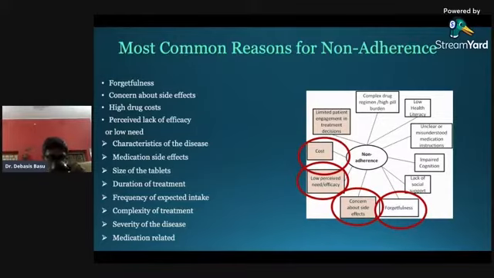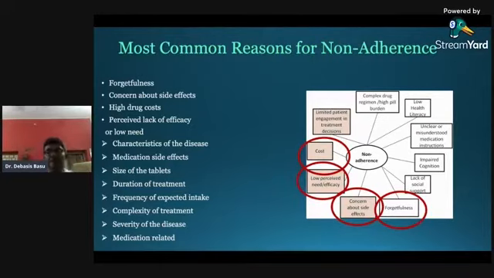The characteristics of the disease, how morbid it is, how comorbid the other conditions are, whether the medication side effects of the other diseases are also bothering you. The tablet size is very important. The duration, whether you're already burnt out, you're tired. The frequency of the expected intake. In the middle of the day, you have 2 medicines to take. The complexity of the treatment regimen: mix this, pull that, push into the other one.